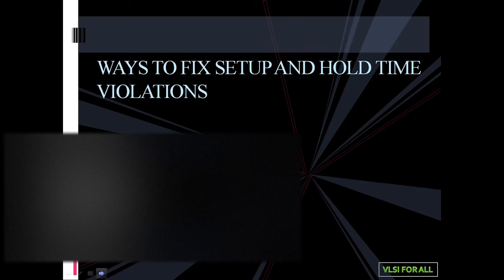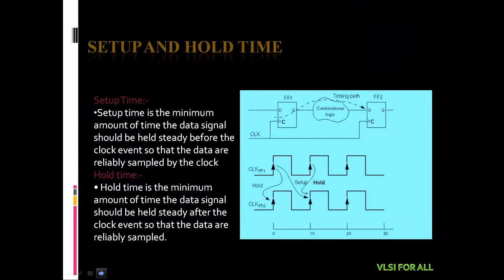The setup time is the minimum amount of time the signal must be stable before the application of the clock signal. So the input must be stable a certain amount of time before the occurrence of the clock signal. And the hold time is the minimum amount of time the data signal should be held steady after the clock event so that the data is reliably sampled. So it is the minimum amount of time the data signal should be held steady after the application of the clock signal.